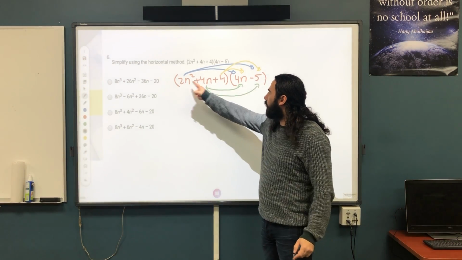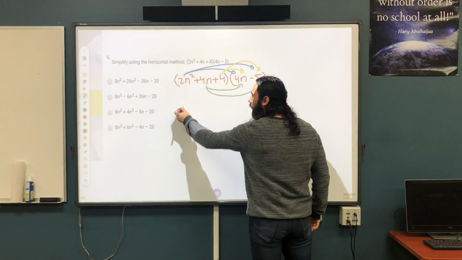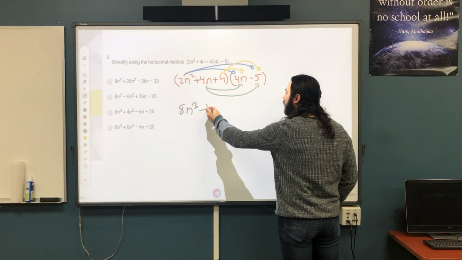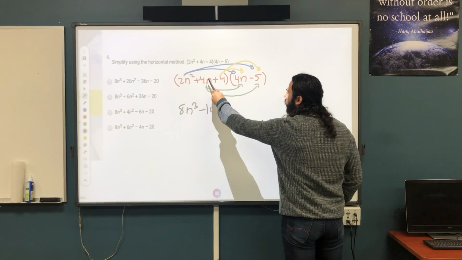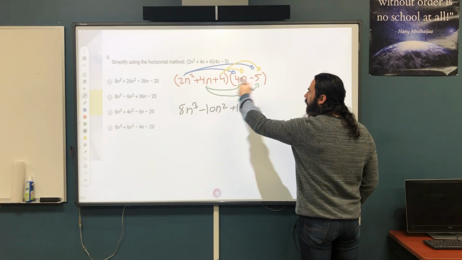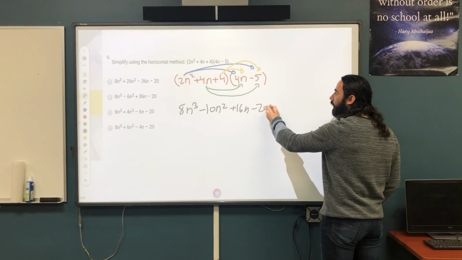We have 2n squared times 4n, it's going to be 8n cubed. 2n squared times negative 5, it's going to be negative 10n squared. 4n times 4n, it's going to be 16n. 4n times negative 5, it's going to be negative 20n.